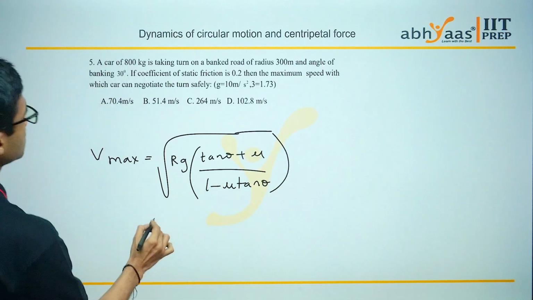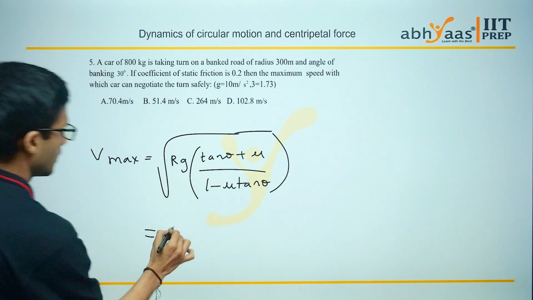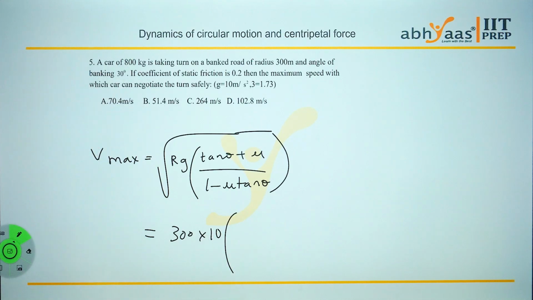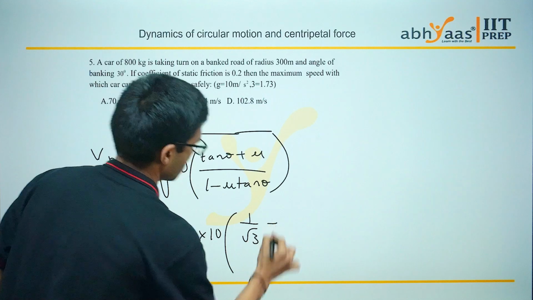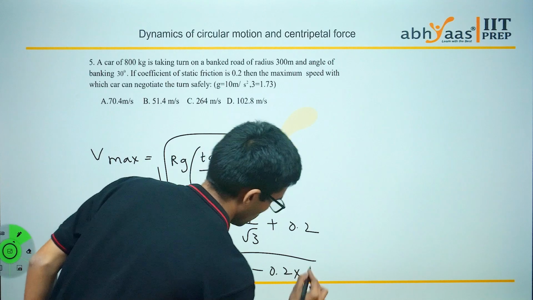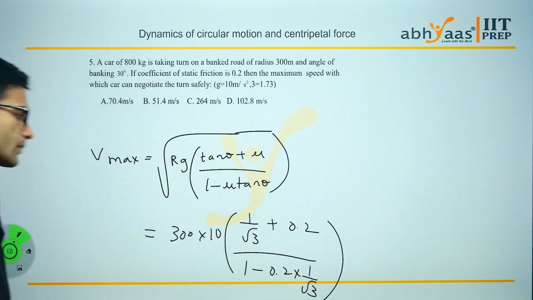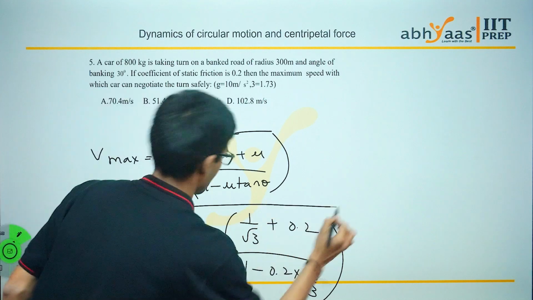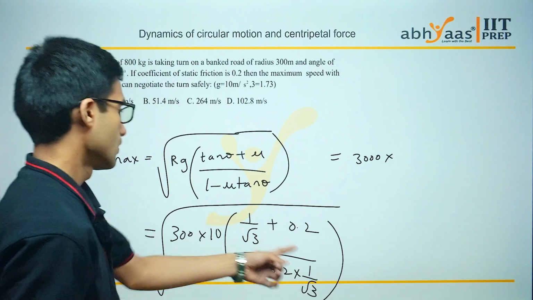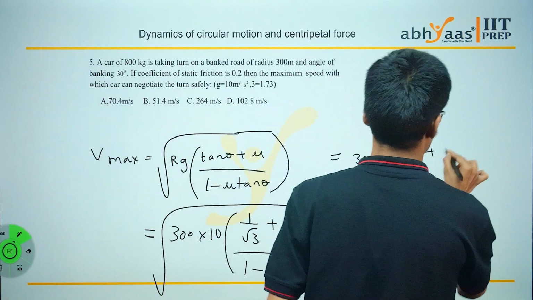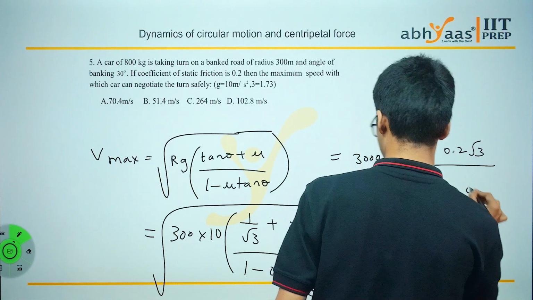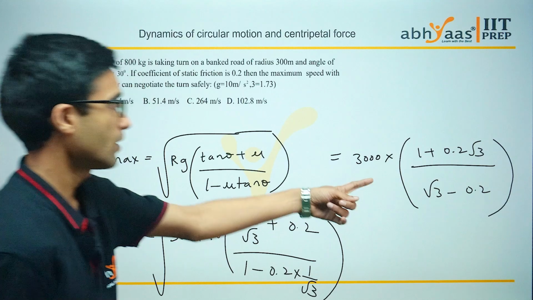So here radius is given, 300 into 10, tan 30. Tan 30 is how much? 1 by root 3. Plus mu value, 0.2, by 1 minus 0.2 into 1 by root 3. Now if you calculate here, 3000 into, simplify, 1 plus 0.2 root 3 divided by root 3 minus 0.2. So root 3 value is directly given as 1.73.